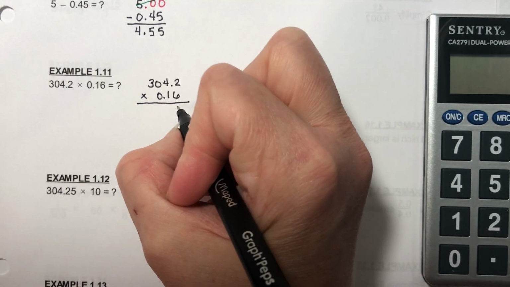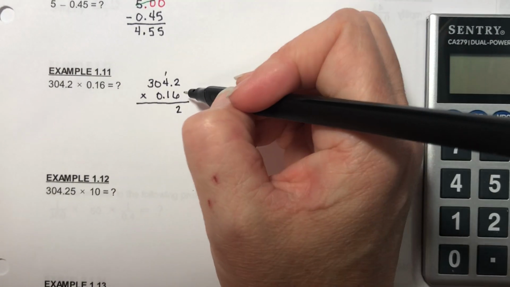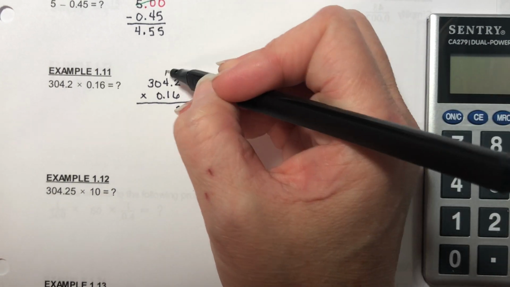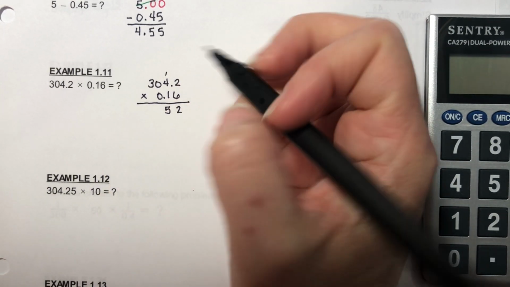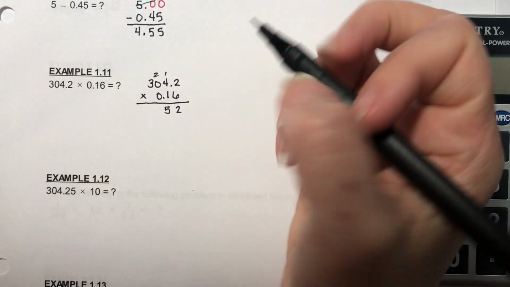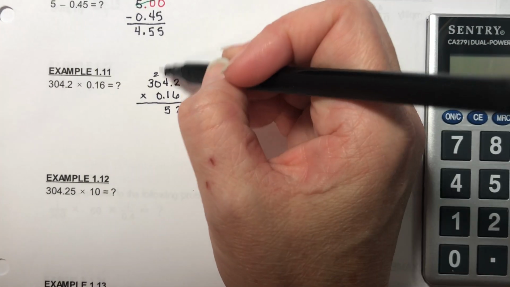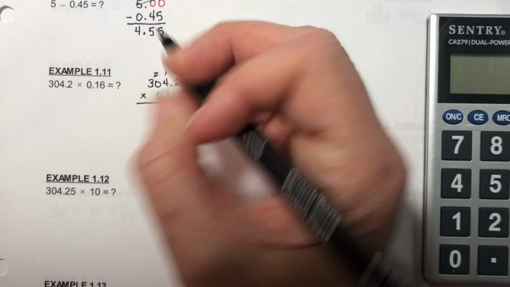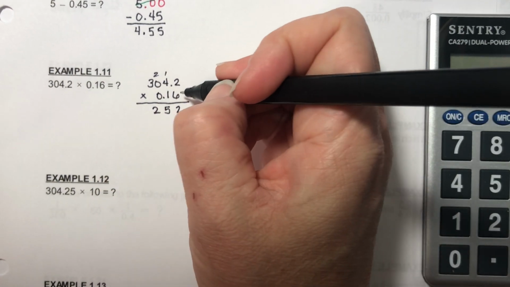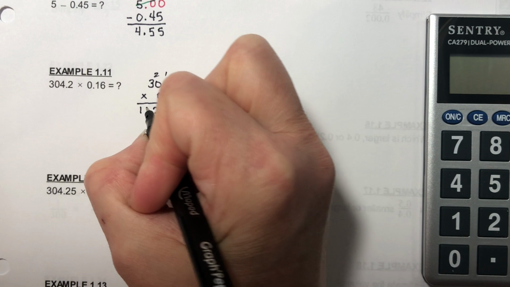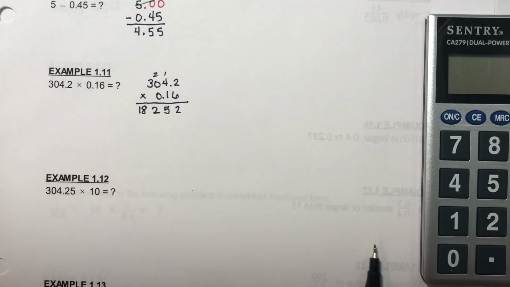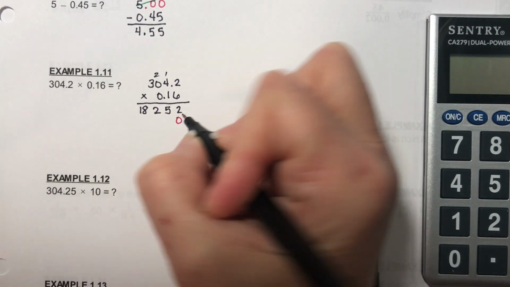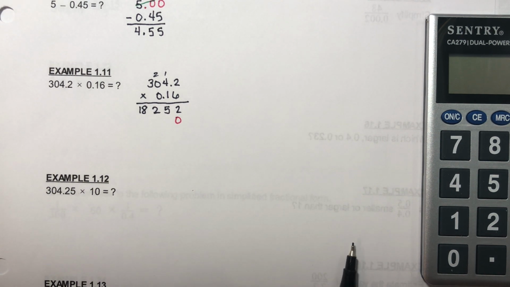6 times 2 is 12, carry the 1. 6 times 4 is 24, add 1, that's a 5, carry the 2. 6 times 0 is 0, plus 2 is 2. 6 times 3 is 18. We move over a place. You can add in that 0 right there if you want to.